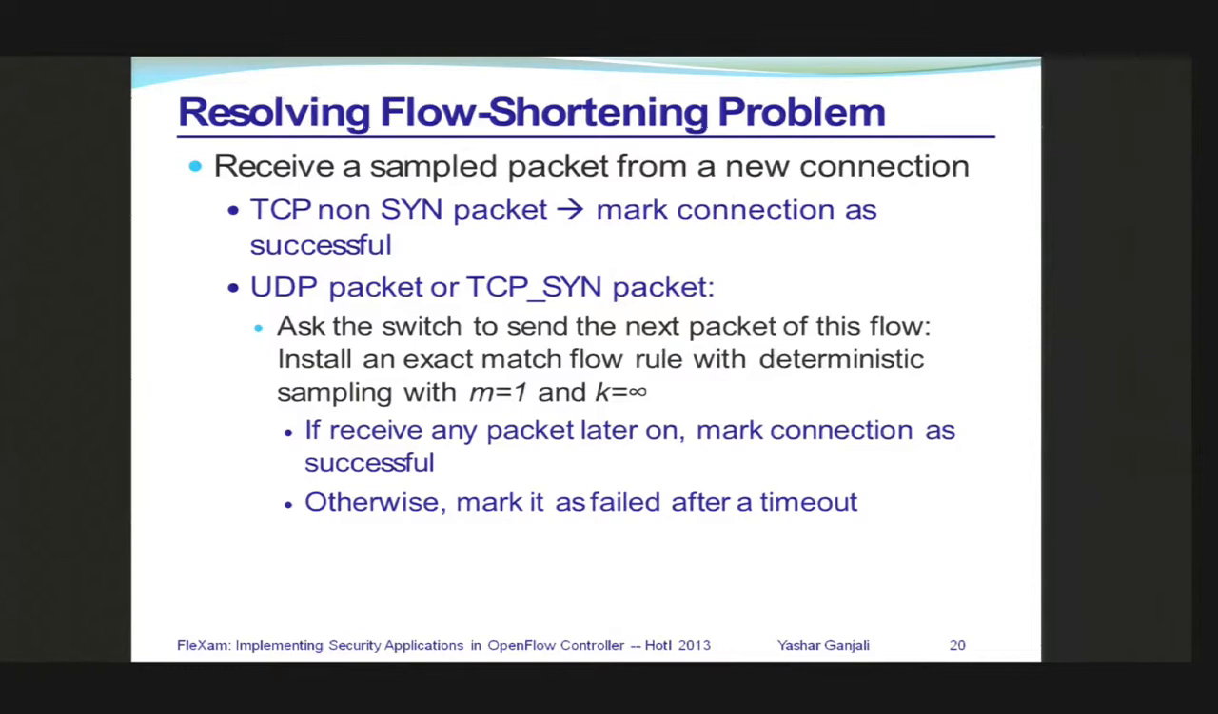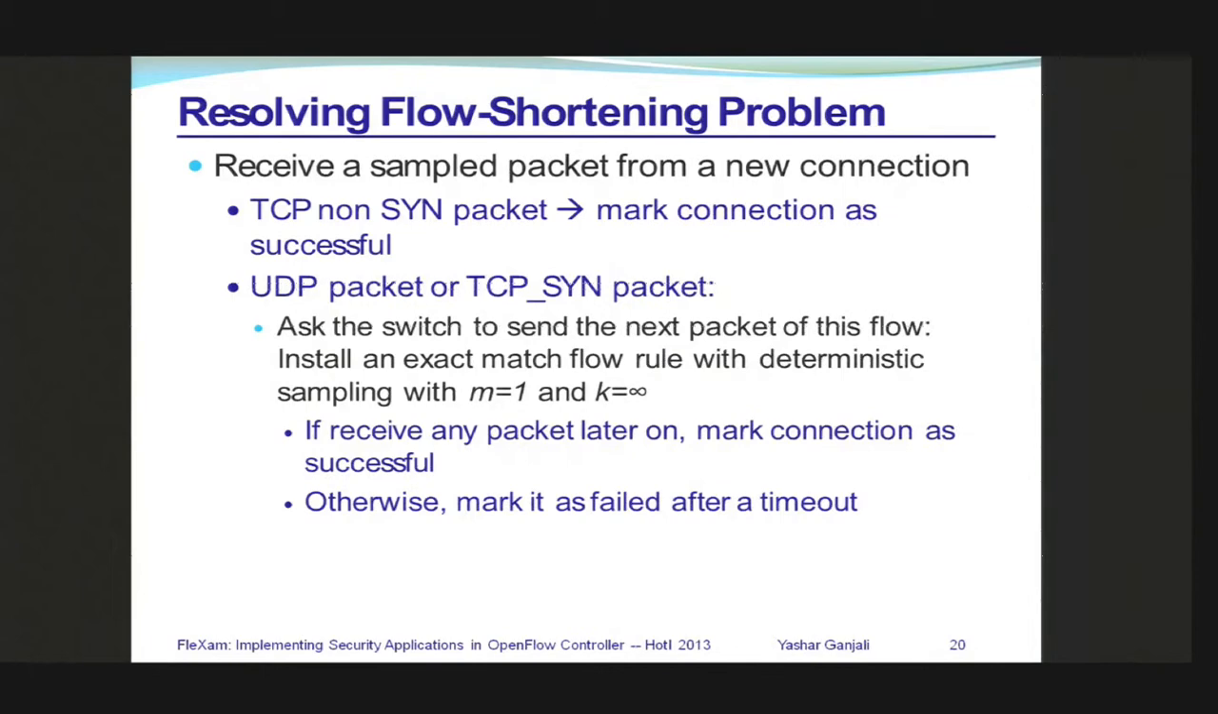For UDP, if I see one packet of a given flow, I'm going to immediately install a rule with FleXam with parameters m equal to 1 and k set to infinity. What it means is if there is another packet of this flow, definitely sample and send that packet to me. So if after installing this rule another packet of the same flow goes through that switch, I'm going to see that. So I'm increasing the likelihood of seeing the second packet, assuming I have seen one packet from the UDP traffic. And that hopefully will reduce my chances of falsely marking a flow as an attack.